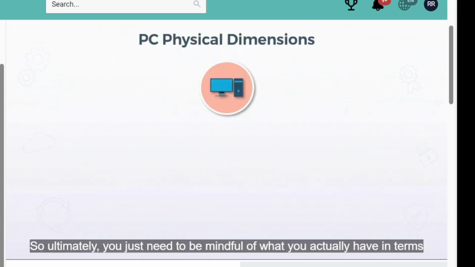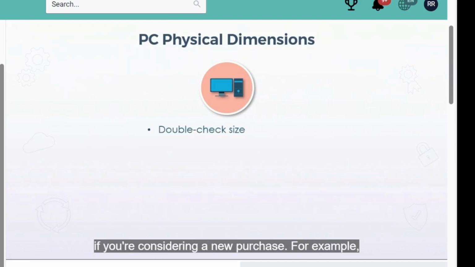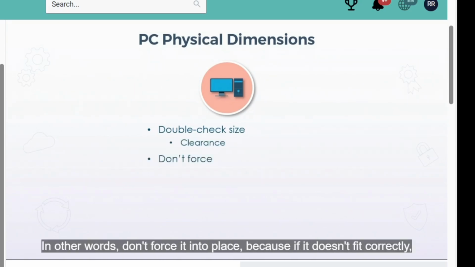So ultimately, you just need to be mindful of what you actually have in terms of dimensions for your particular system. So double check the size. If you're considering a new purchase, for example, maybe measure out exactly what you have right now so that you can be sure that you have adequate clearance for the new power supply being installed. In other words, don't force it into place, because if it doesn't fit correctly, then you could end up damaging the device or possibly damaging the case.